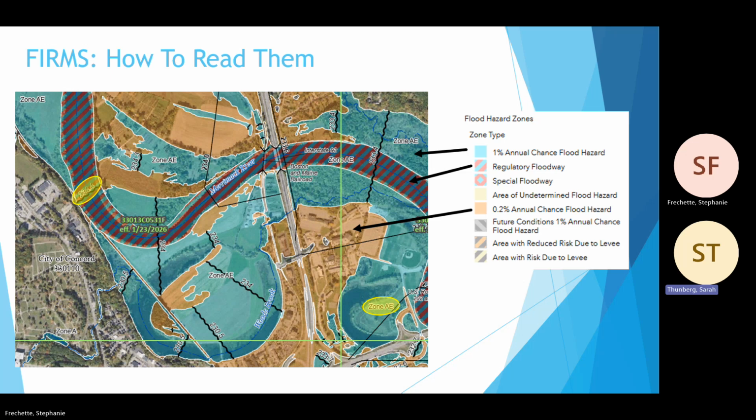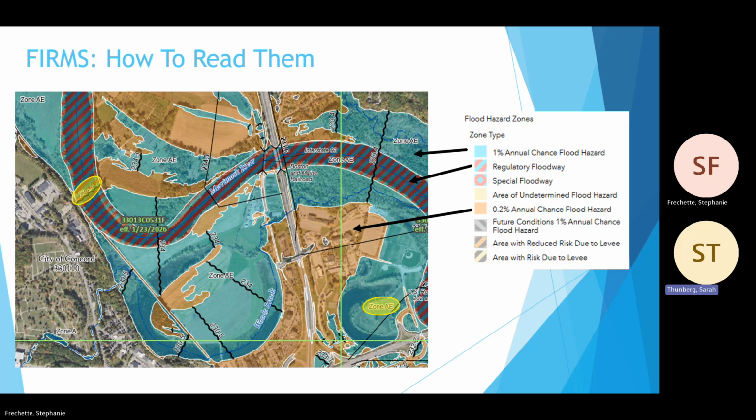So there is a lot of information that is displayed on the flood insurance rate maps, and it can be confusing to understand what you are looking at. This example that we have here is an example of a typical flood insurance rate map for the city of Concord. All the blue areas indicate the special flood hazard area, which are subject to floodplain regulations.